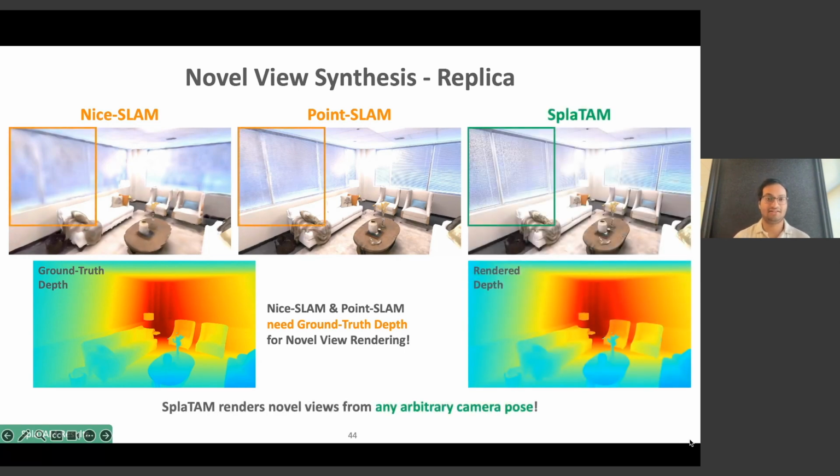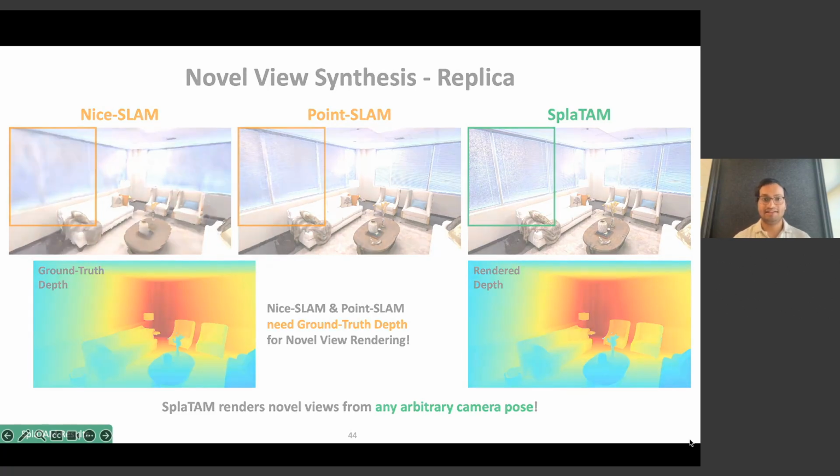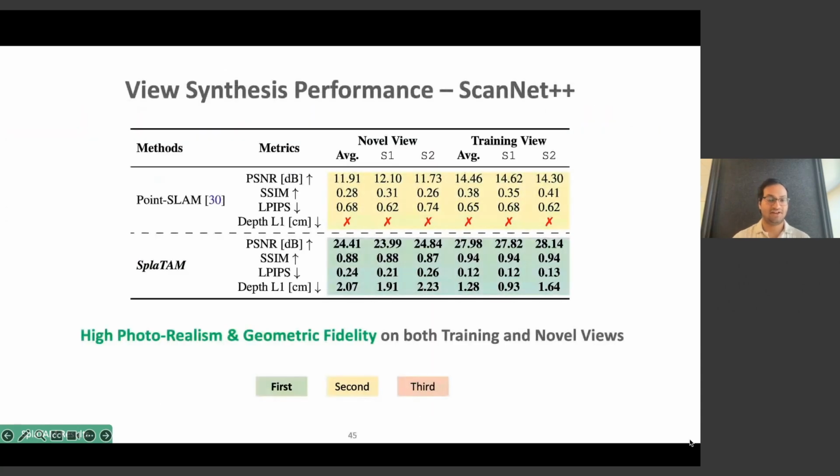We can actually render the scene from any camera pose without any privileged information, while still having very high fidelity. For example, here you can see the window blinds actually have a lot of detail compared to prior methods. And likewise on ScanNet++, we also find that we have very high performance compared to prior methods.